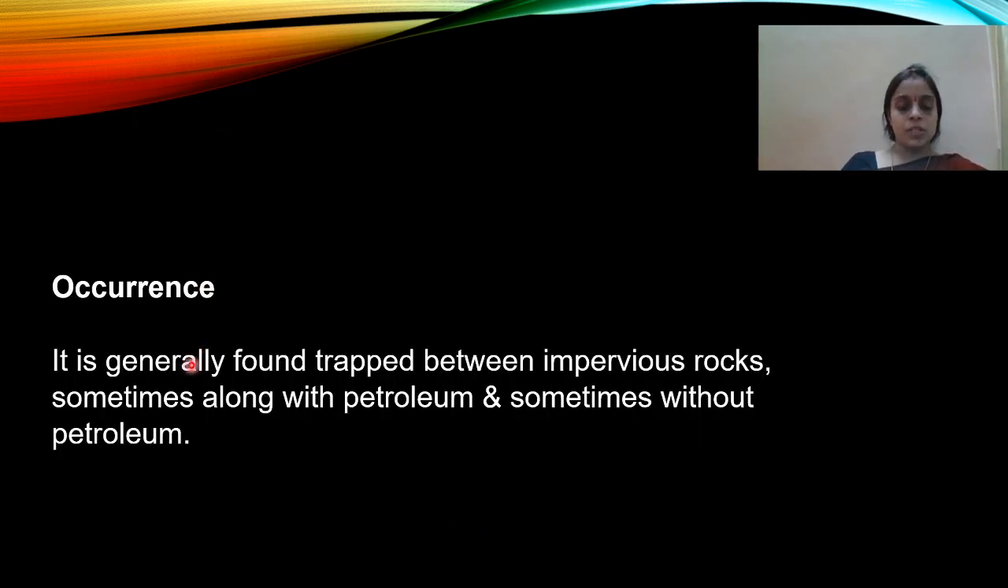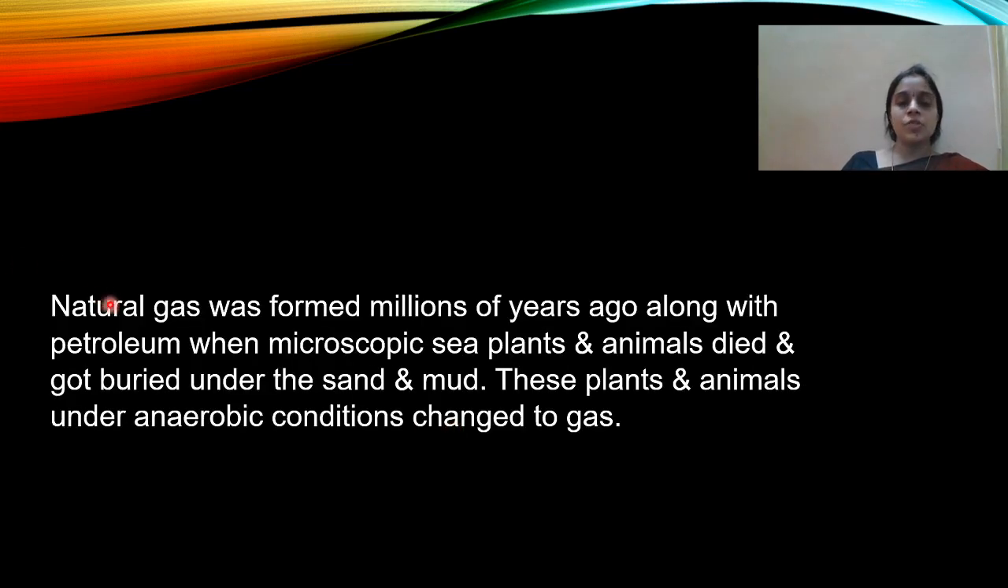Coming to its occurrence, it is generally found trapped between impervious rocks, sometimes along with petroleum and sometimes without petroleum. How is it formed? Natural gas was formed millions of years ago along with petroleum when microscopic sea plants and animals died and got buried under sand and mud. These plants and animals, under anaerobic conditions, changed to gas.